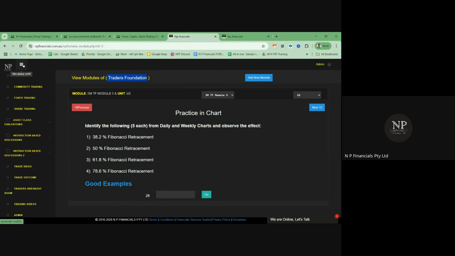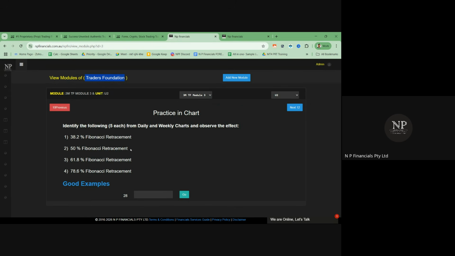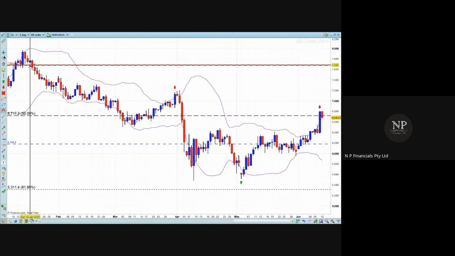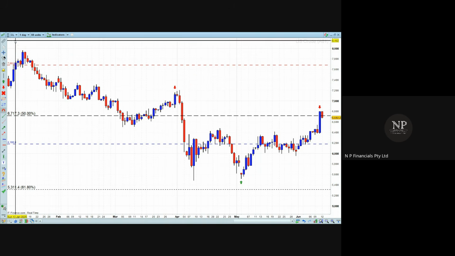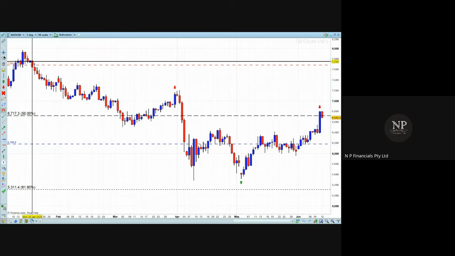So you need to practice Fibonacci and retracements in each one of them, daily 5 and weekly 5, so 10 into 8 instruments which we trade, 80 of them. So how to do it? Let me show you one of them. Try to do it on the Forex only for the time being, because we are doing Forex.